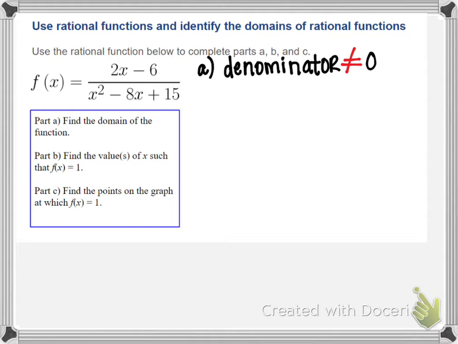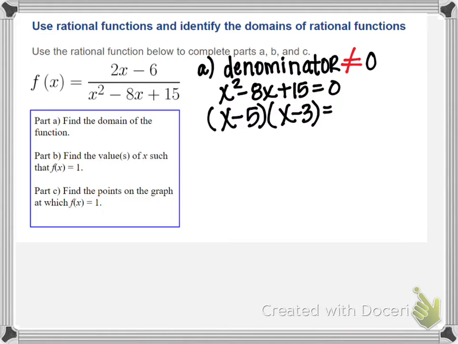So instead of finding every single value that is allowed to be in the domain, we instead find the one or two numbers that are not allowed to be in the domain, and then we rule those out. So what we do is we take the denominator of the function and we set it equal to 0. And then we find out what values of x cause the denominator to equal 0.